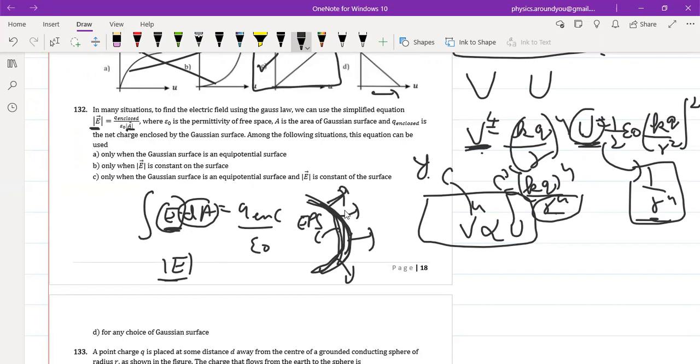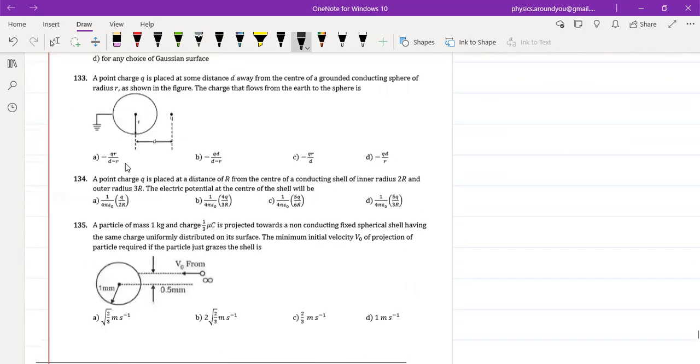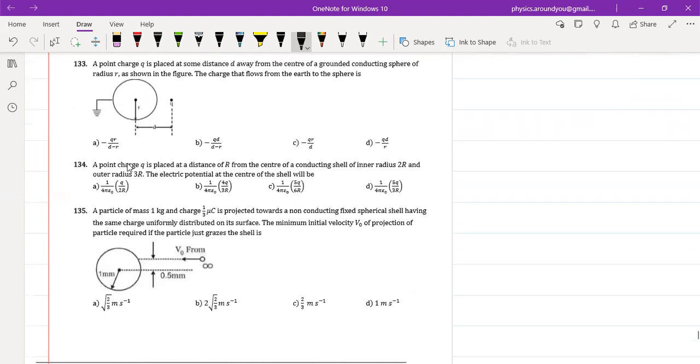So what are the two conditions in which I can use this? When the same magnitude is there for electric field all over the surface. Not only that, the direction of electric field should be perpendicular to that particular Gaussian surface, which is just like an equipotential surface. So I can say when the Gaussian surface is an equipotential surface and magnitude is constant all over the surface. So 132 goes with C, not for anything else, remember. Now going to question number 133.